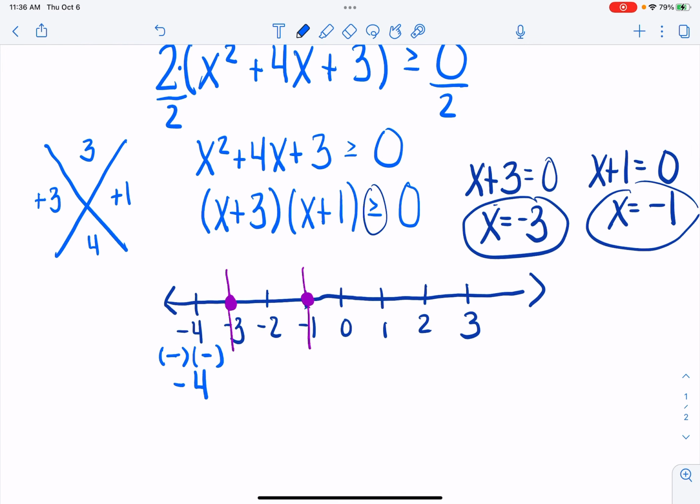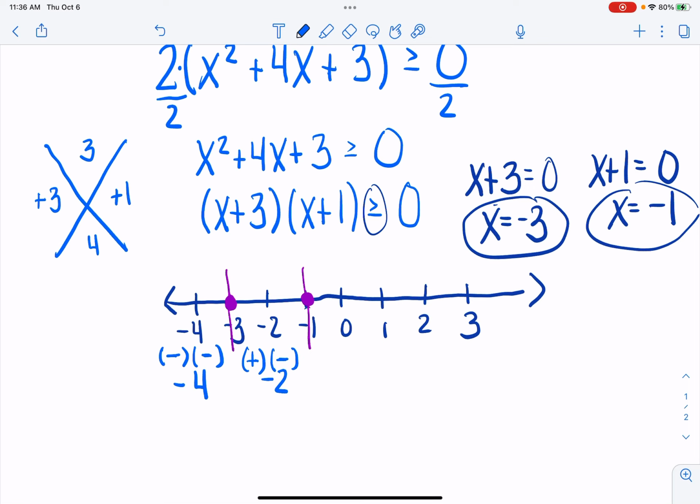Keep going with the thought process. Between negative 3 and negative 1, I can choose negative 2. Don't choose negative 3 or negative 1 because you'll just get 0, hence why we set it equal to 0. So negative 2 plus 3 is going to give you a positive 1, and then negative 2 plus 1 is going to give you a negative 1.